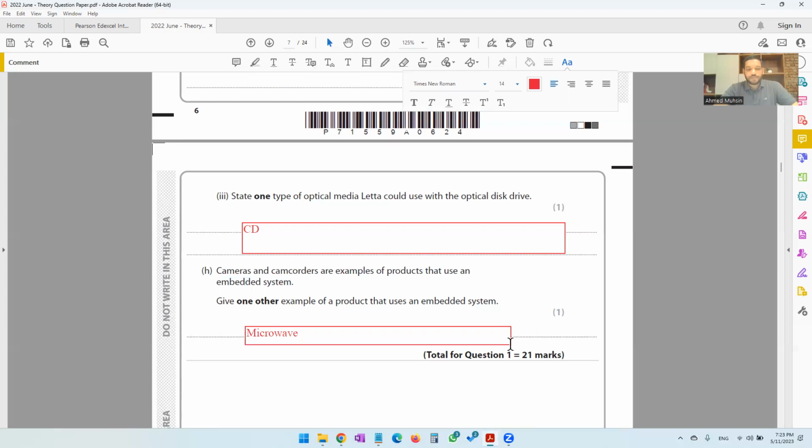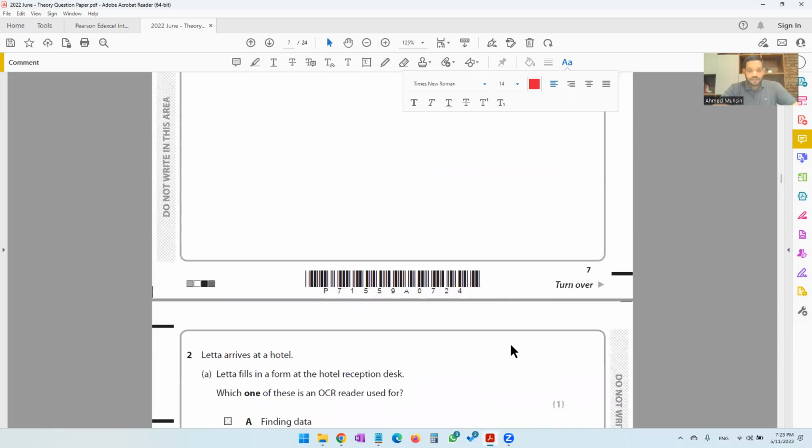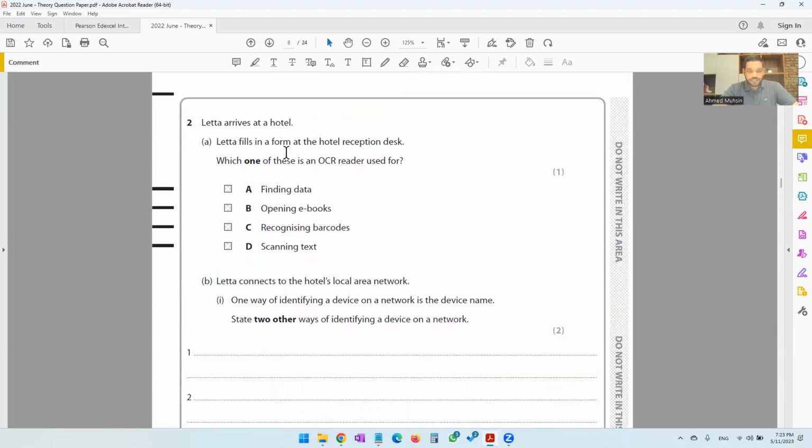Let's move on to question number 2 then. It says LETA arrives at a hotel and fills in a form at the hotel reception desk. Which one of these is an OCR reader used for? We know what OCR is. OCR is optical character recognition, a device used to read the text on a piece of paper, a hard copy, and it allows you to scan that text and input it into your computer. So which one of these is an OCR reader used for? The answer would be scanning text, so the answer would be answer D.